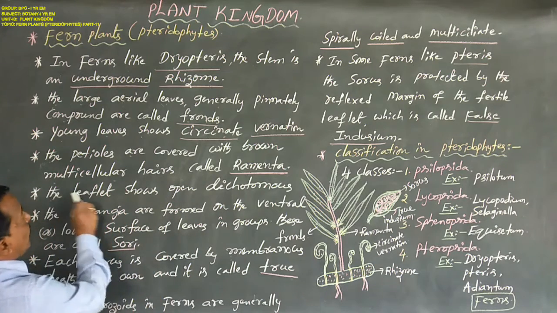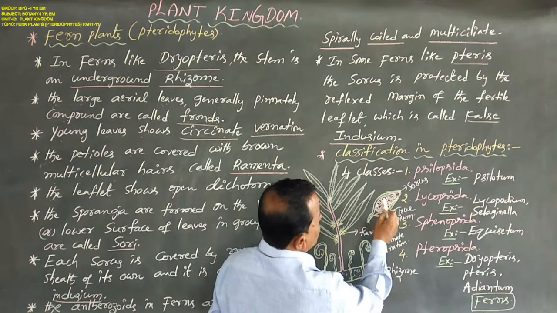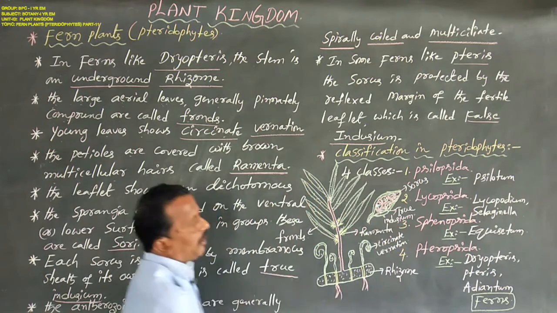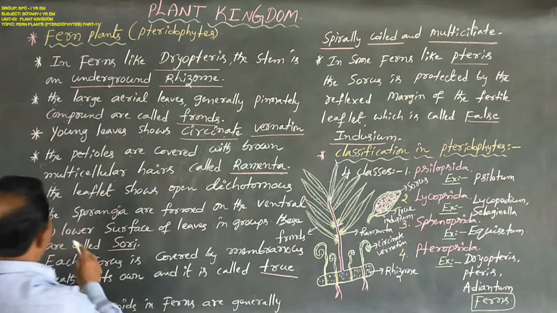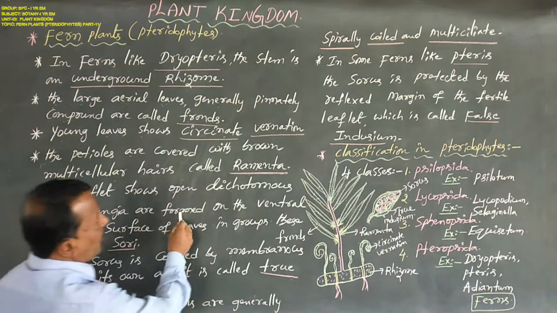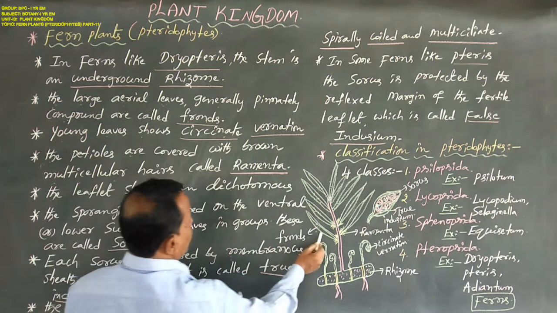Next, the leaflet shows open dichotomous venation. Internally the leaflet shows open dichotomous venation. Next, the sporangia are found on the ventral or lower surface of the leaves.